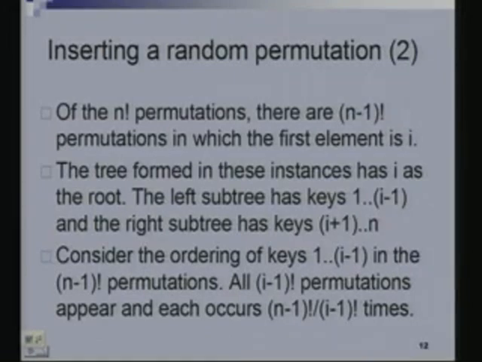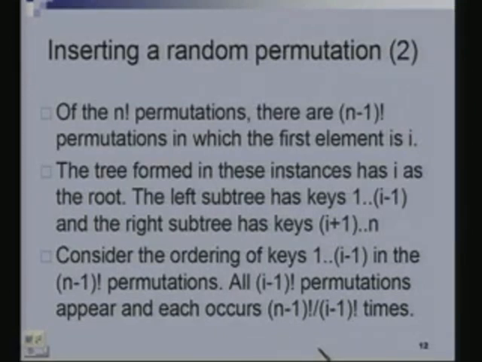Right. In particular, each permutation of 1 through I minus 1 would occur how many times? There are n minus 1 factorial permutations in all, and there are I minus 1 factorial permutations of the elements 1 through I minus 1, and there is no reason why one of these permutations will occur more often than the other. So, each of them is occurring equally likely. So, how many times is each one of them occurring? N minus 1 factorial over I minus 1 factorial times.